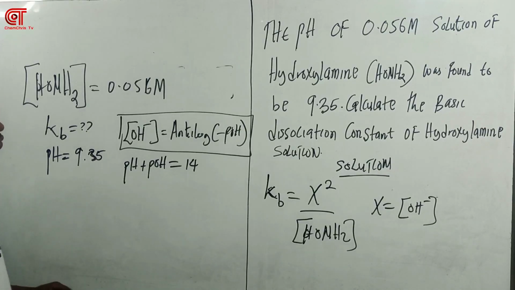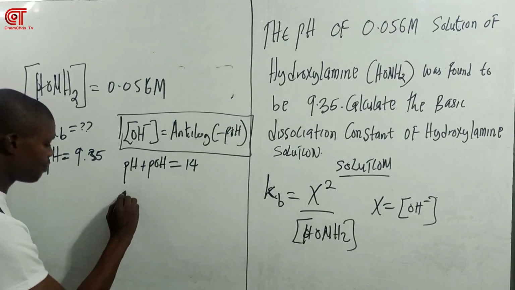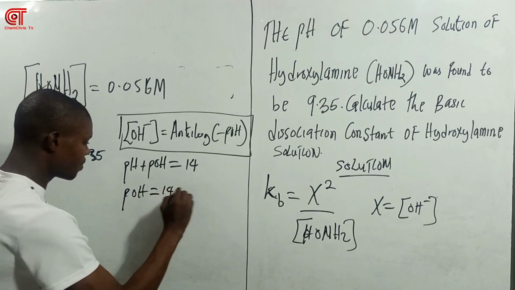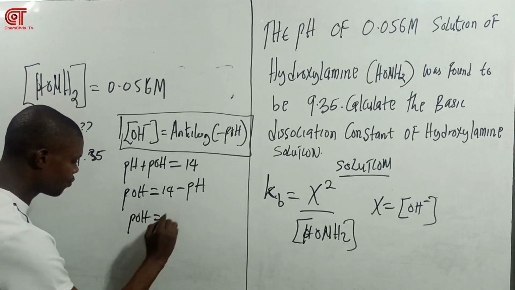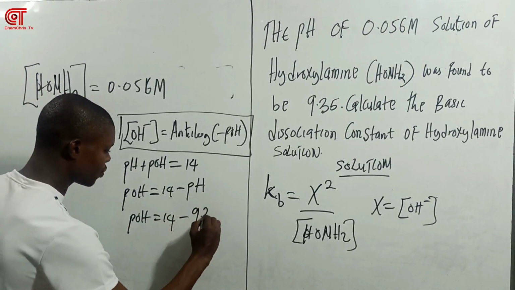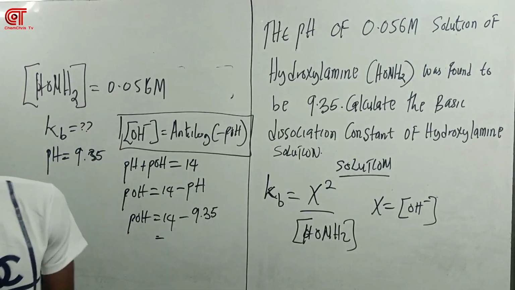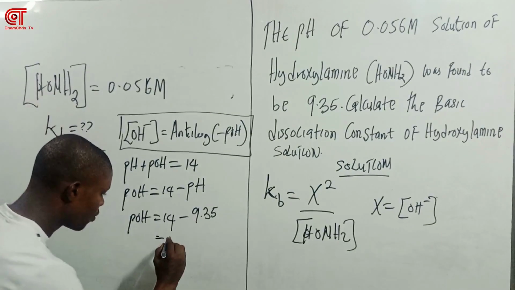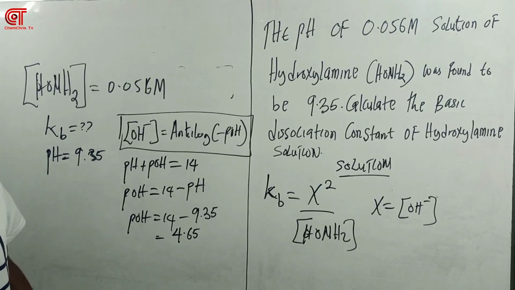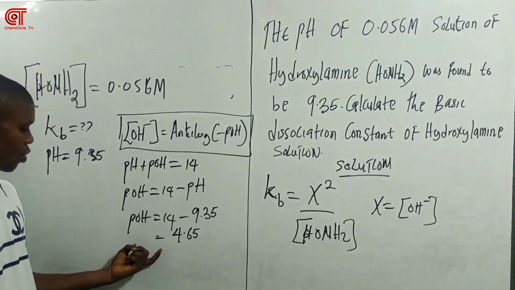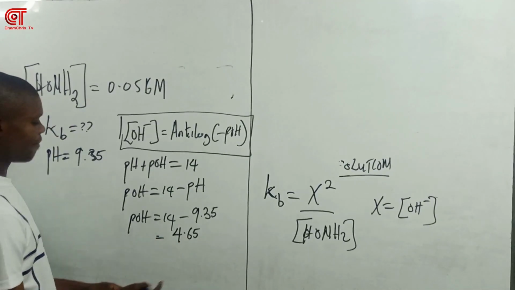Do you get that? So what you want to do here is make pOH the subject of the formula. Here you have pOH equals 14 minus pH. So pOH equals 14 minus 9.35. I'm not with my calculator here, but I've done the calculation already. That is 4.65. So that is my pOH. You get it. So my pOH now equals 4.65.